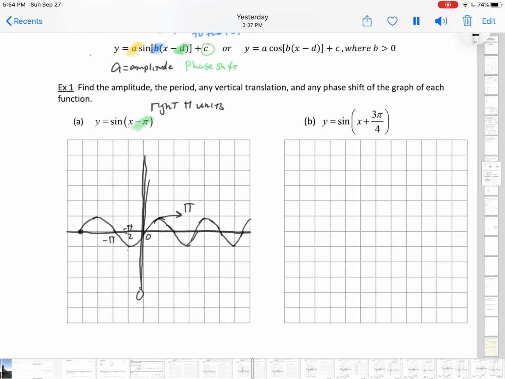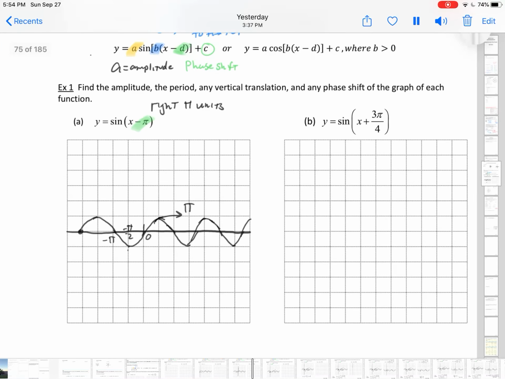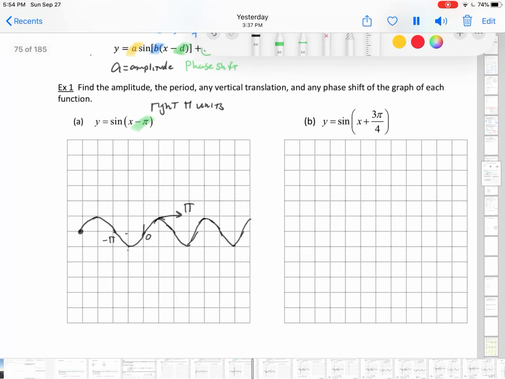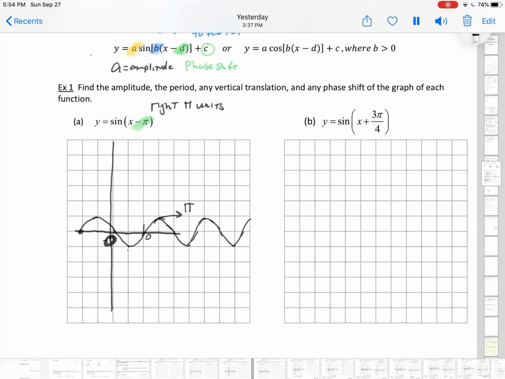And so now I'm going to come and I'm going to make my 0 line right here. And this literally is my 0 now. It was my pi, but now it's my 0. And this is the new graph. So my big recommendation with phase shift is just draw it normally and then just put in the new x-axis.